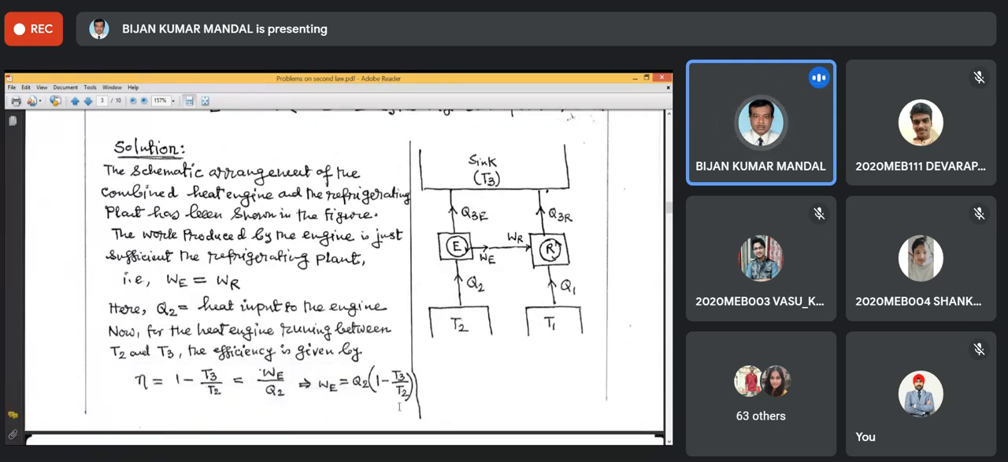Now for the heat engine running between T2 and T3, the efficiency is given by, because it is a reversible case, 1 minus T3 by T2, and that by definition is equal to work produced WE divided by heat input Q2. So therefore, you are getting WE is equal to Q2 into 1 minus T3 by T2, right?